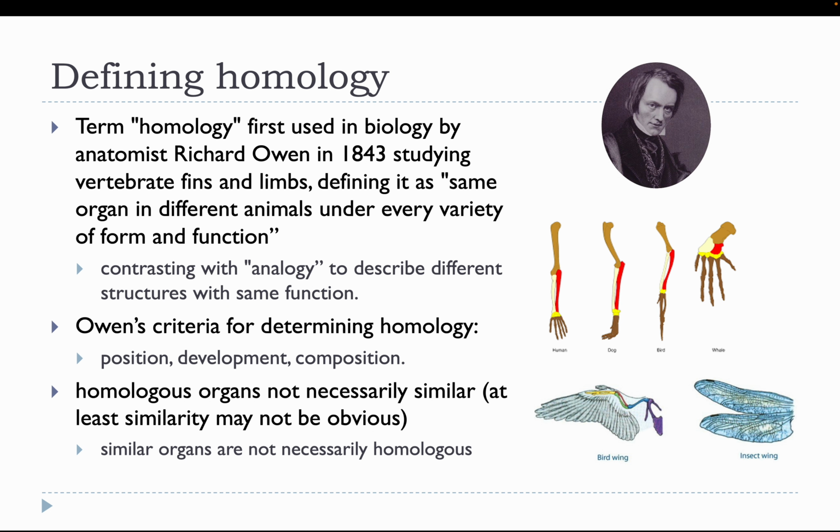So the idea was that homologous organs are not necessarily similar, or at least that similarity may not be obvious. So it requires a little bit of an expert view to look at what's important and what's not important in determining whether something's homologous or not. And so we can have similar things that are doing similar functions, but they're not homologous. One of the textbook examples is the bird wing allows a bird to fly, an insect wing allows an insect to fly, but they're not homologous in Owen's sense.